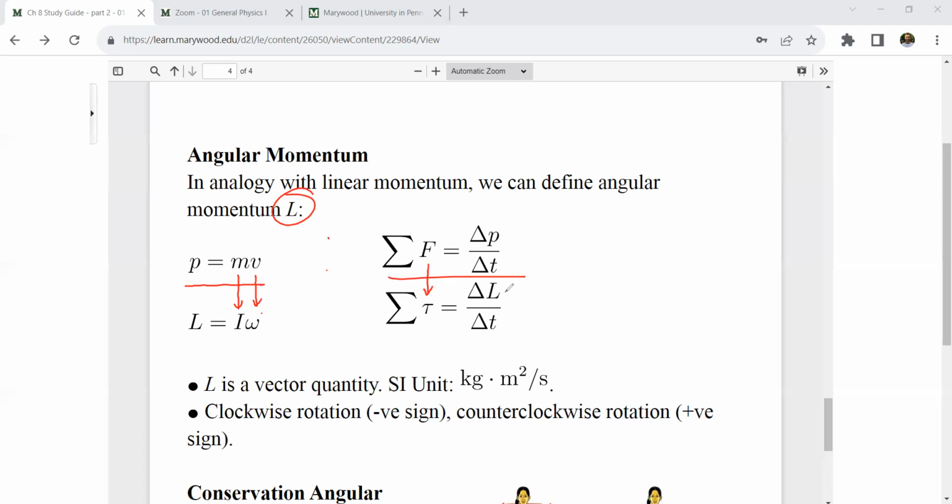So you see this is very similar to linear momentum. It's a vector quantity, similar to linear momentum, and the standard international unit is as follows. For I, it is kilogram meter square, and for omega, it is radian per second. So altogether, it gives you kilogram meter square per second.